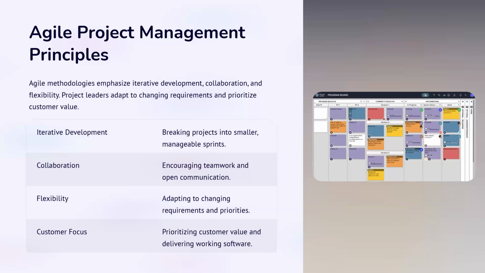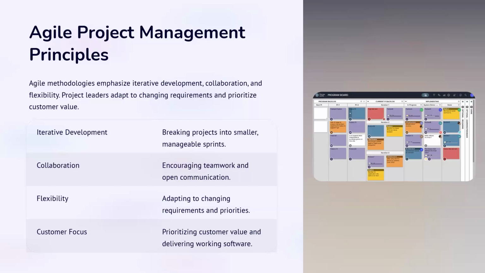Project leaders adapt to changing requirements and prioritize customer value. Their priority is customer value, and they don't worry about the time constraint or the money constraint or the strategy and everything. All they plan for is customer value, and for getting good customer value, they can use any methods. That kind of flexibility is available in agile project management.